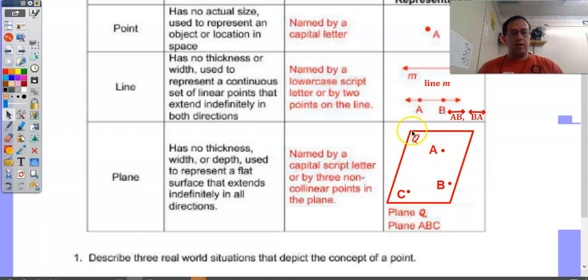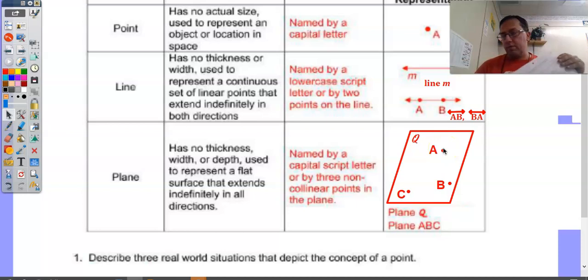So I could call this plane Q, or I can just pick 3 points on the plane that are not in a line. So plane ABC. I could have just as easily called it plane BAC, plane CAB, doesn't matter. As long as you pick 3 points, there's not any order to them. They don't have to be alphabetical. Just 3 points that are not in a line. And very important that they are not in a line.